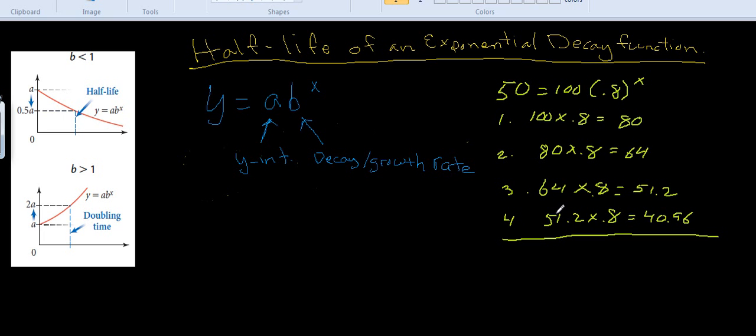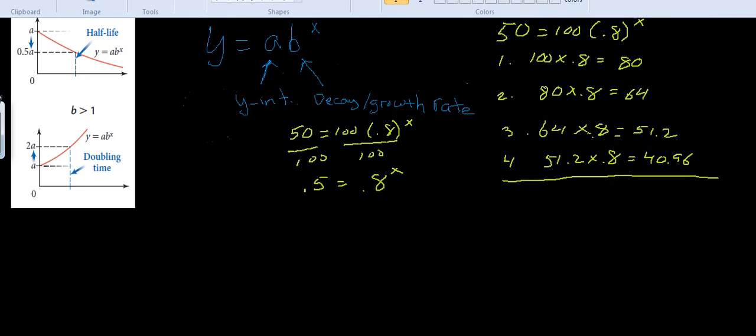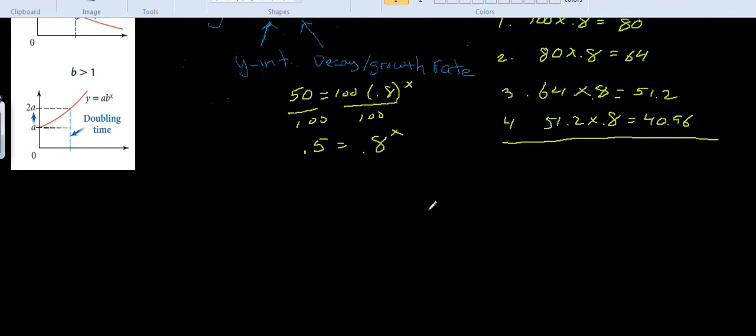Well, at this point, if I take our equation, we can estimate it a little bit further. Again, let's start with 100 times 0.8 to the power of x. If we divide this side by 100 to simplify things, we would get 0.5 equals 0.8 to the power of x. So we're asking ourselves, how can we estimate by evaluating x in this expression to see how close we can get?